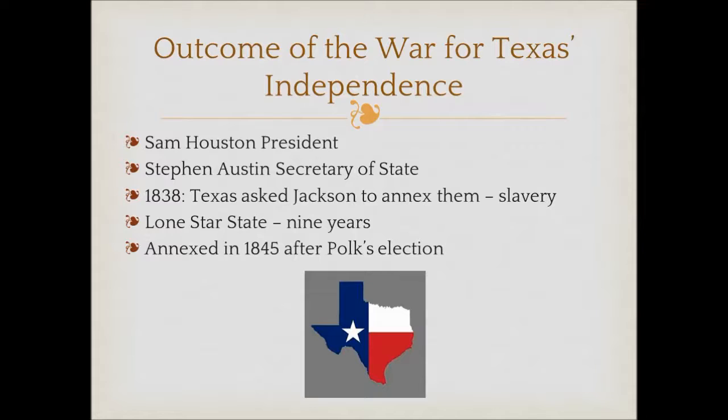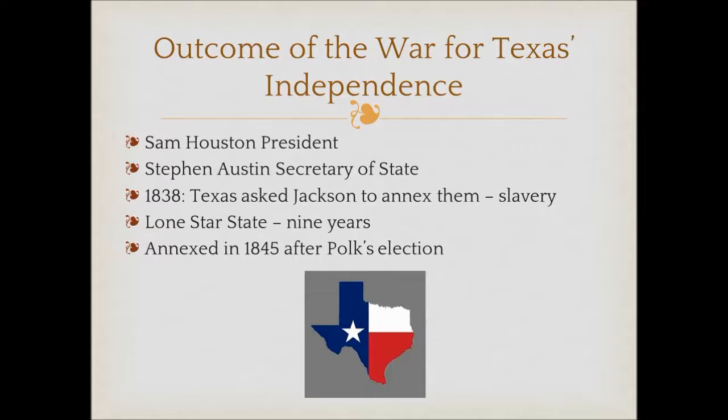And so for 9 very long years, Texas is a Lone Star state. It's really actually a country, but they call themselves a Lone Star state, so they're kind of out in the wind, nobody there to help them until 1845 when President Polk finally annexes Texas and makes her a state.